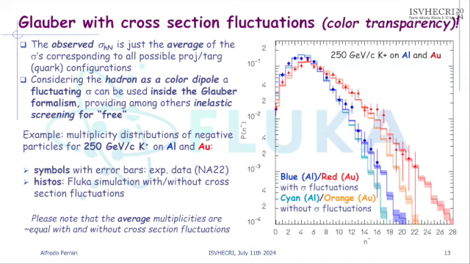On the right plot, you have the multiplicity distribution for negative particles, for positive kaons on aluminum and gold. The red and dark blue curves are after the introduction of cross-section fluctuations, while the orange and light blue are before. Please take into account that the multiplicity averages are more or less exactly the same. It's just the distribution that changes.